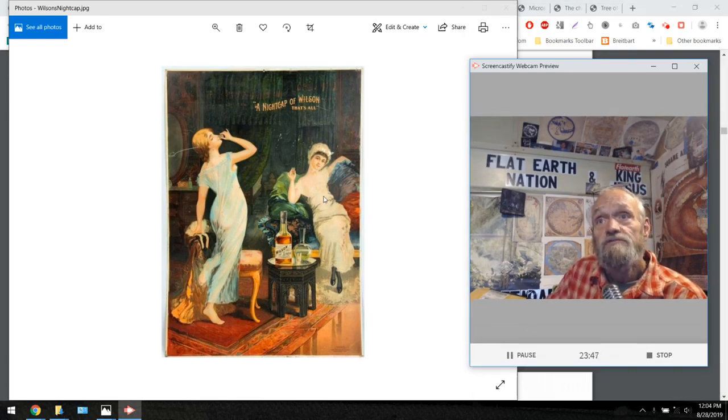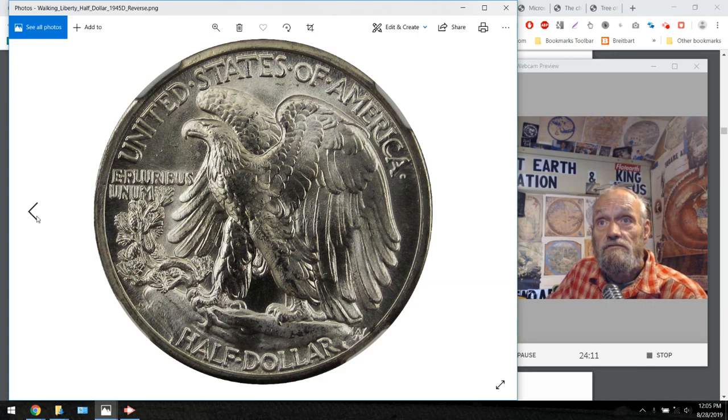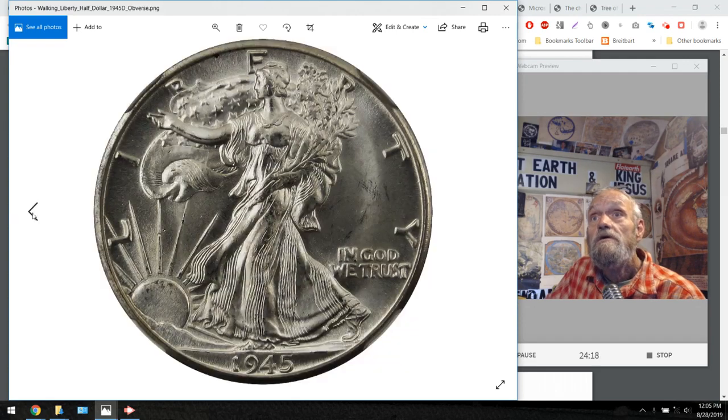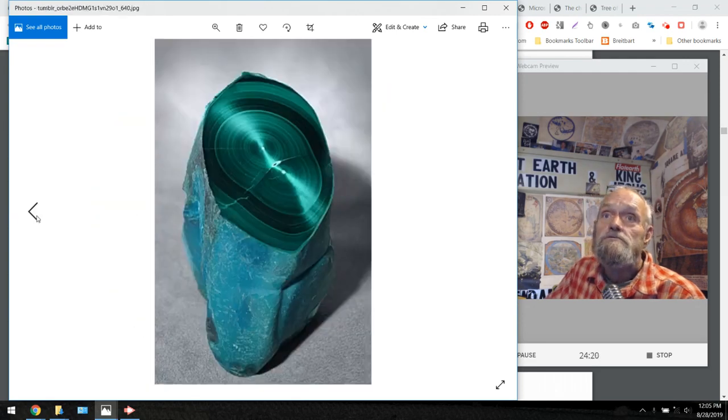And if you don't think that's implied, that when they started advertising whiskey and the girls' night out, and she's already got, I'm just saying, a nightcap of Wilson. That's all. I don't think so. I'll bet you there's some weird stuff in that one. All right, so another coin, one of the $50. Very interesting. Am I going the right way?